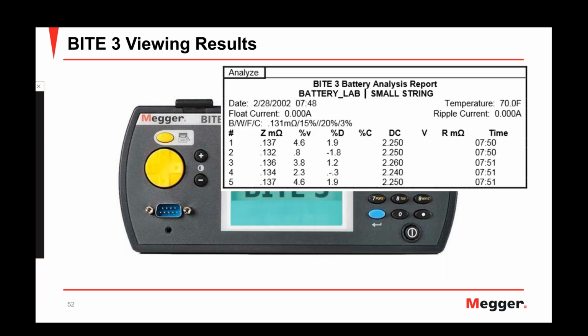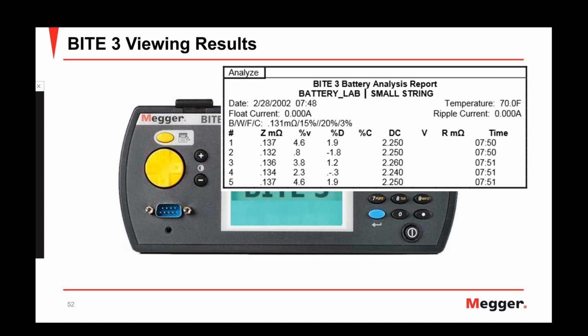It's going to bring up a screen that's similar to this one here, and you can use the yellow crosspad to scroll through this screen to review your test results before you even leave the site. This is really helpful, again, like I said with the BITE 2P, that we can review our results before we move on. That way, if we need to reassess our measurements or do some more investigation on our battery string, we do have the opportunity to do that.